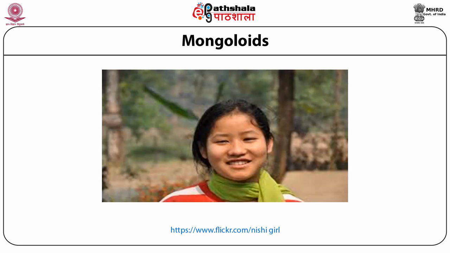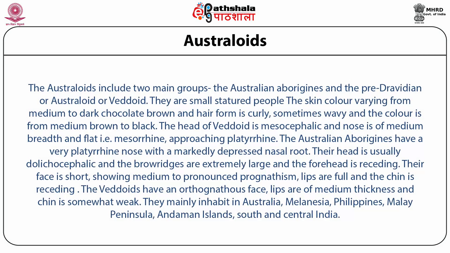Their head form is predominantly brachycephalic with a medium head height. The nose is mesorhine to platyrrhine. The bridge is usually low to medium. Cheekbones are high and flat. The lips are thin. Australoids are mainly inhabitants in Australia, Melanesia, Philippines, Malaya Peninsula, Andaman Island and South and Central India.